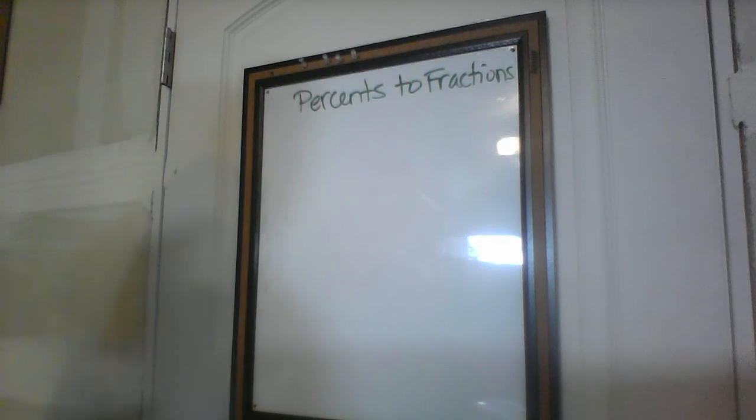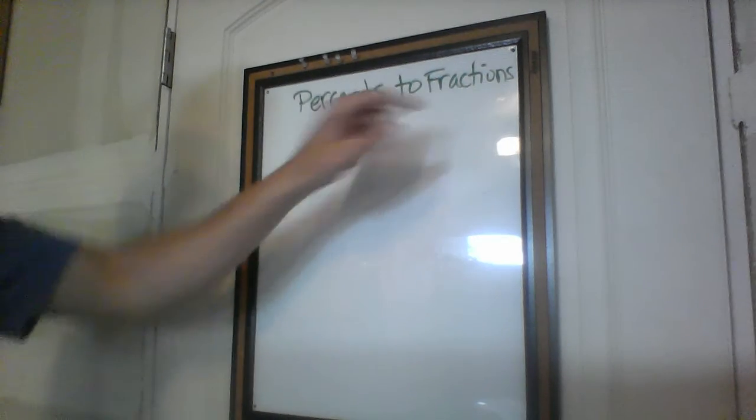All right, hey guys. Our last lesson was fractions to percents, so we're going to do the opposite of that today. If you recall from fractions to percents, we were multiplying by 100, so we were moving our decimal to the right 2 times. Today we're going to do the opposite. We're going to move to the left 2 times for changing our percents to fractions.